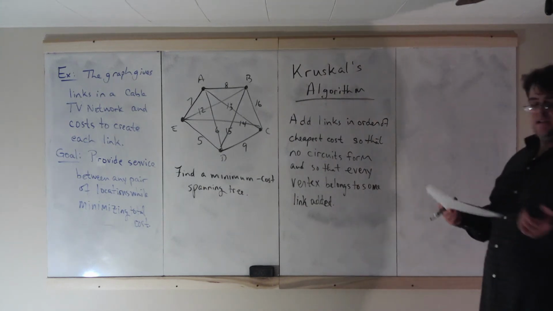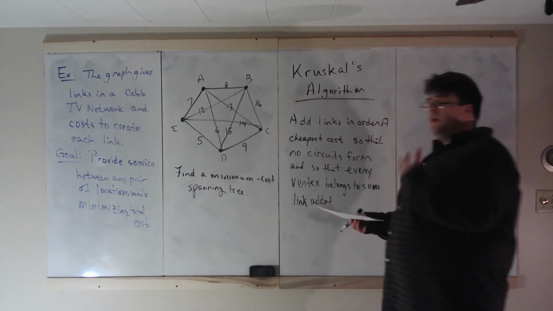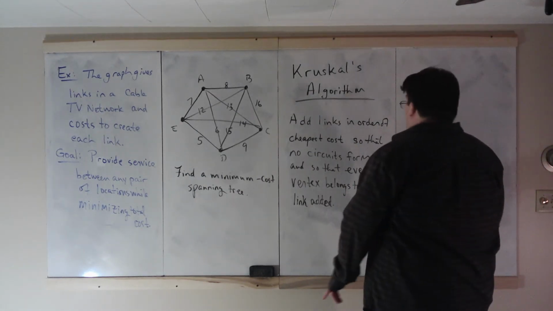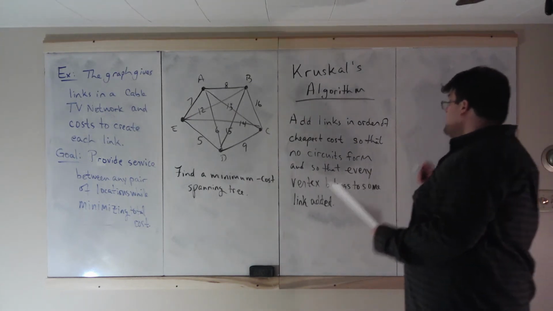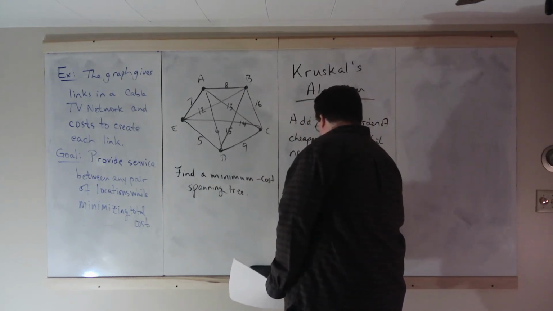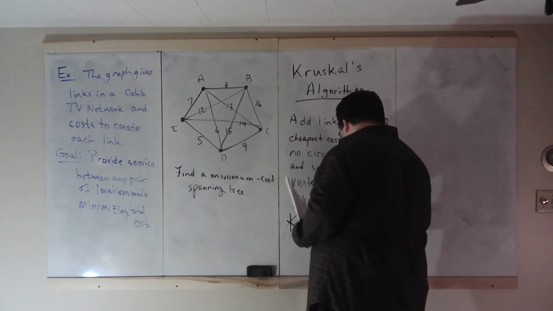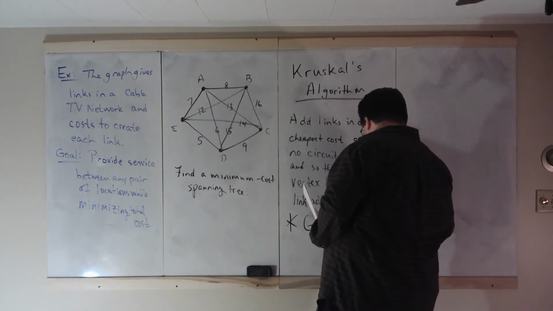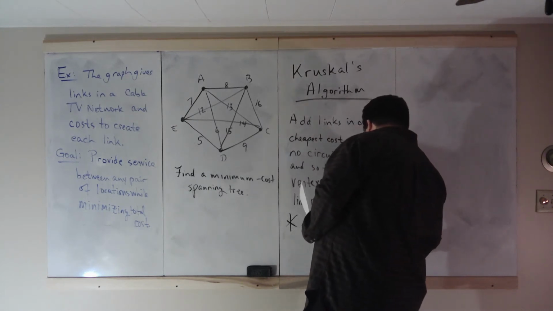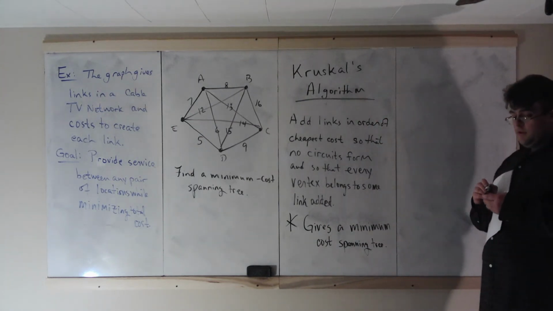Now, it's not exactly the same as the sorted edges algorithm, because in the sorted edges algorithm, you couldn't visit the same thing three times. But here you can, and that's what I meant by applying it to minimum cost spanning trees. I'm just going to put a star remark down here: it gives a minimum cost spanning tree. Well, the previous algorithms didn't necessarily give the minimum cost Hamiltonian circuit.